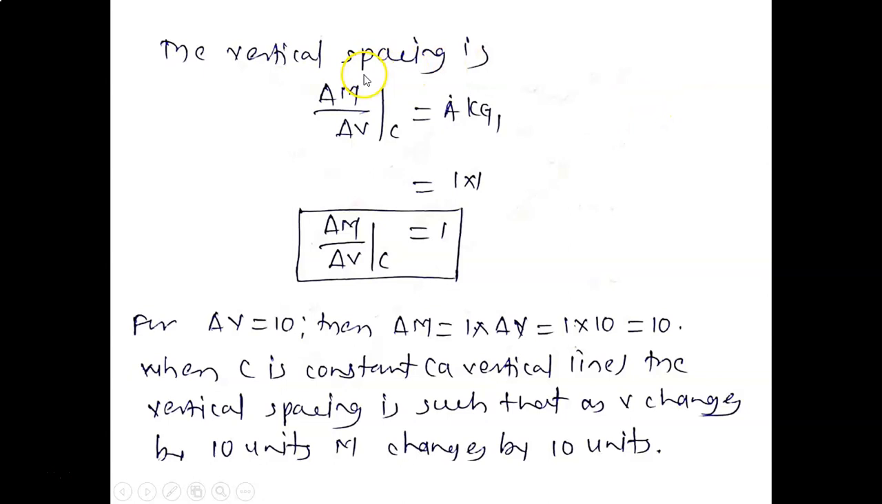The vertical spacing is ΔM/ΔV when C is constant, which is equal to A into KG1, which is equal to 1 into 1. Therefore ΔM/ΔV when C is constant is equal to 1. For ΔV = 10, ΔM is equal to 1 into ΔV, which is equal to 1 into 10, which is 10. When C is constant, a vertical line, the vertical spacing is such that as V changes by 10 units, M changes by 10 units.